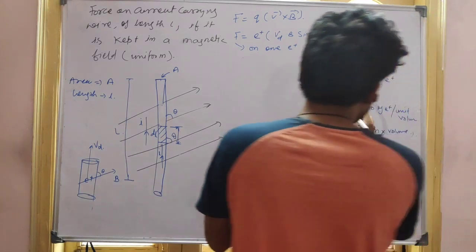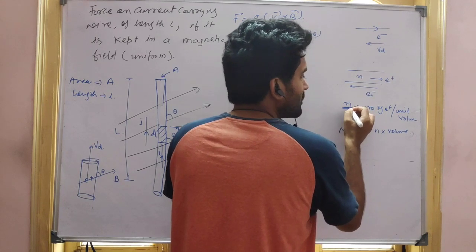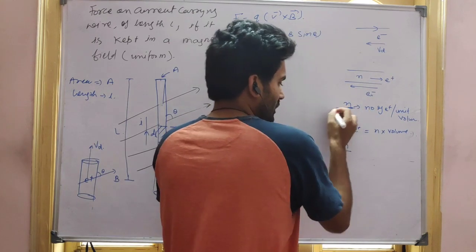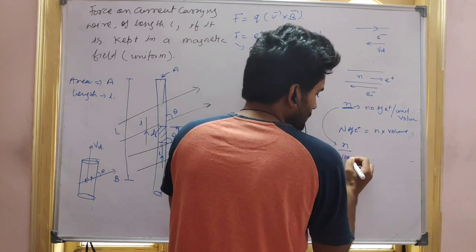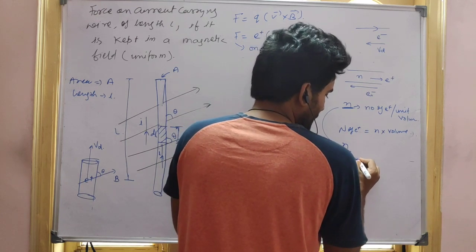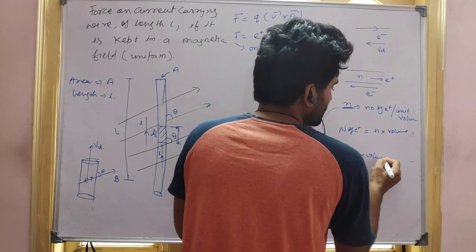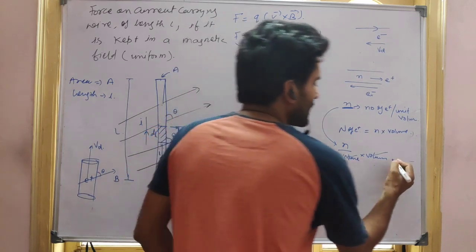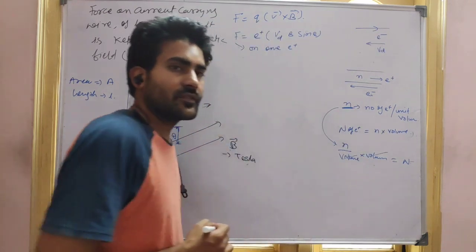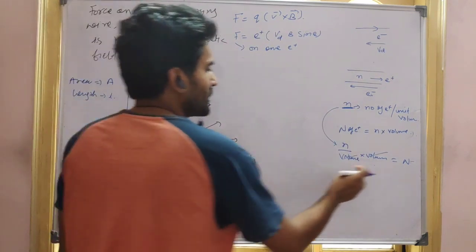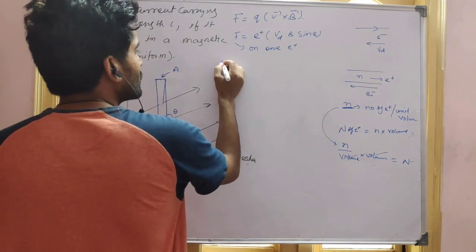How do we get this? Why? Because it is the number of positrons per unit volume. If you multiply it with the volume, the volume will cancel and you will get N, the total number of positrons.